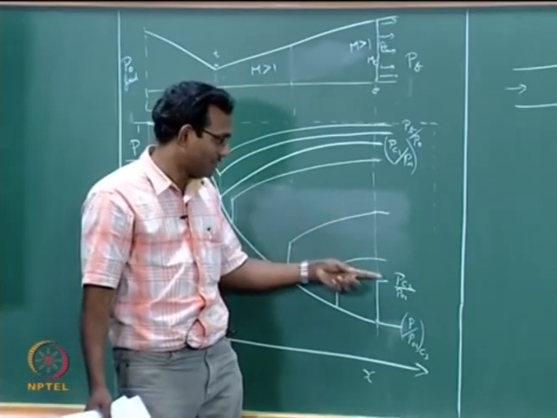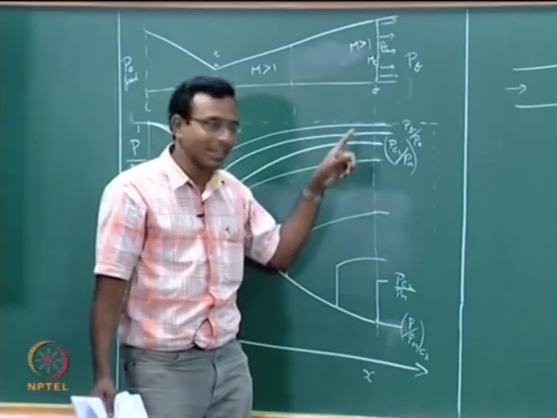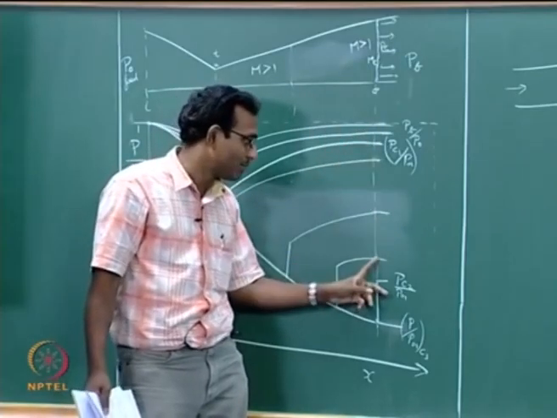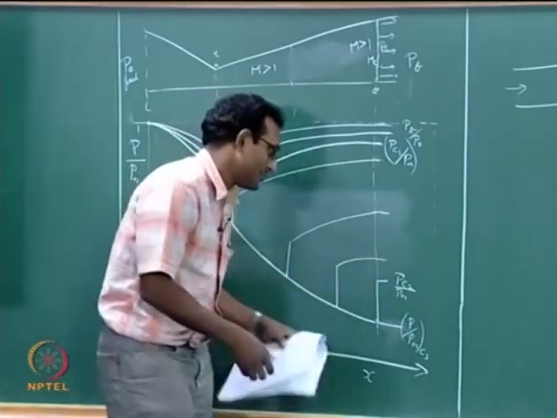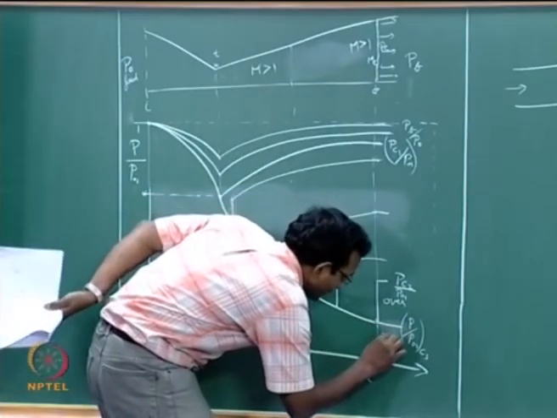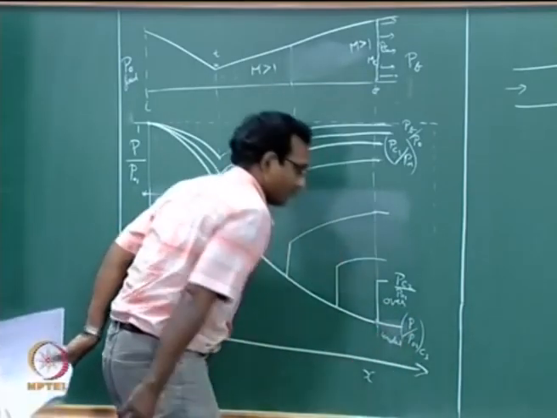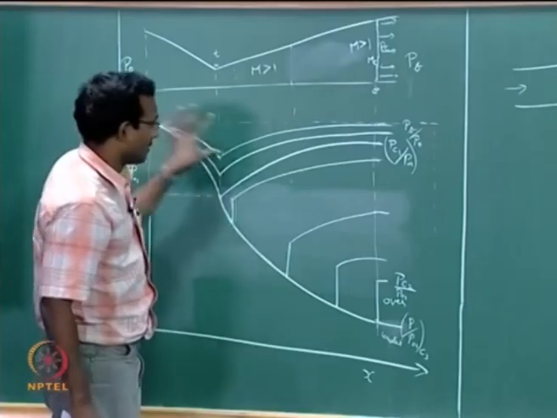Even other places, even above P critical 2, everywhere I am matching the back pressure exactly. P at the exit matches the back pressure, Pb. Okay. But this region is our over expanded and this is your under expanded. This is what you will have. Okay. So this is just explanation.